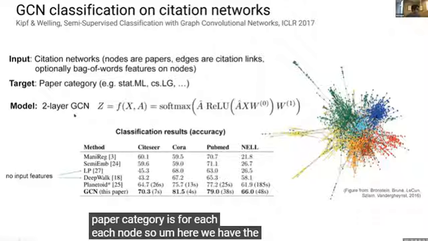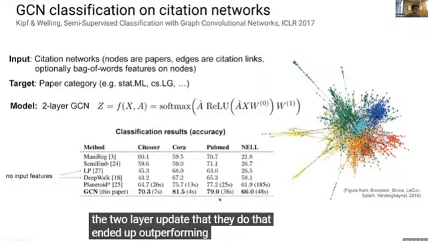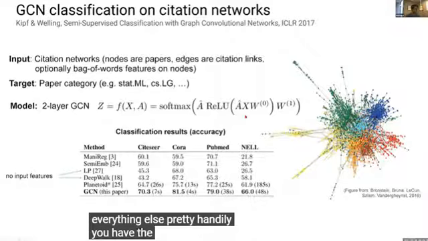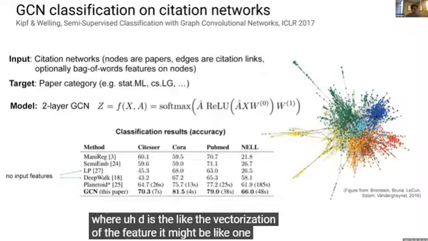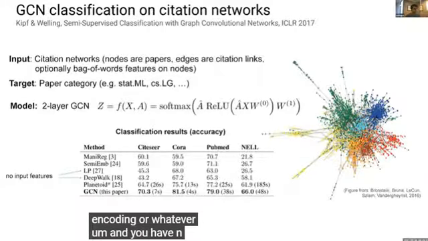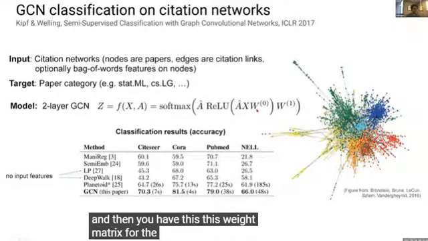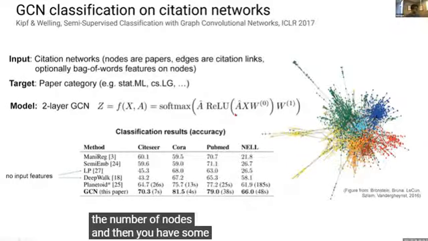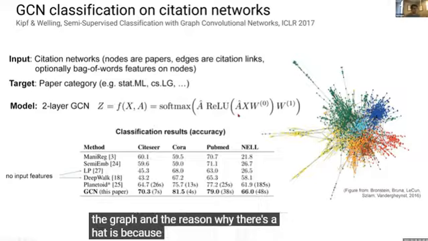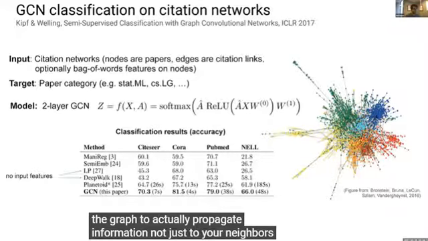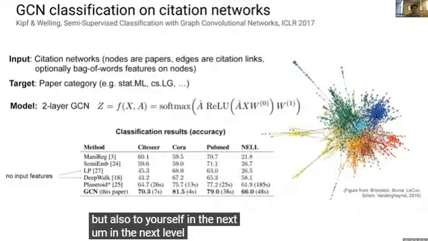So here we have the 2-layer update that they do that ended up outperforming basically everything else pretty handily. You have the input bag of words features, X. So again, this would be N by D, where D is the vectorization of the feature. It might be a 1-hot encoding or whatever. And you have N nodes again. Then you have the weight matrix for layer 0. And again, this is just going to be a D by D one. It's not at all dependent on the number of nodes. And then you have some adjacency matrix, which encodes how you're propagating this information throughout the graph. The reason there's a hat is because they've done some normalization on it, which allows the graph to propagate information not just to your neighbors, but also to yourself in the next level of the GNN.